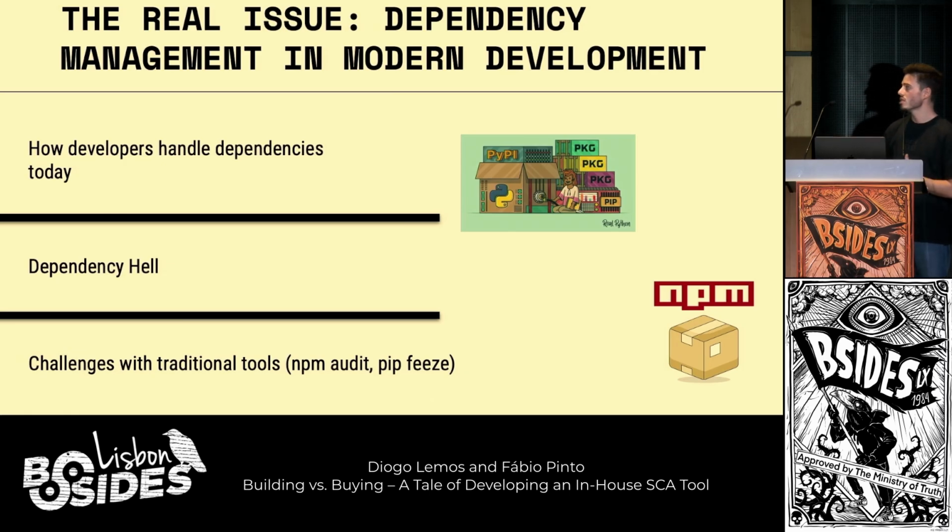And well, traditional tools like NPM audit and pip freeze are good, and you just use them and they list all the dependencies that are used in the project. But they are quite inefficient when you apply this to a large-scale organization where you will have different environments, different clusters, and to do all this, you will need a proper solution that will manage everything in an automated way.